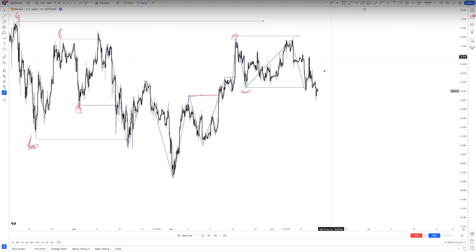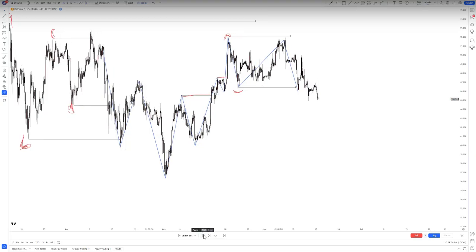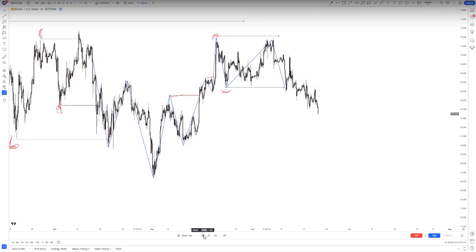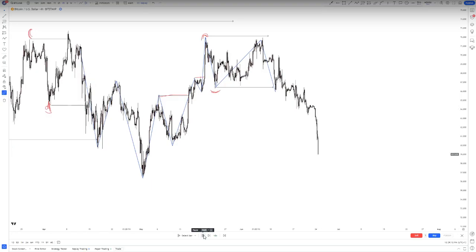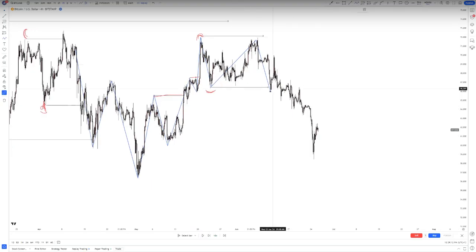So we had a pullback, we had another push. We are going to be expecting a pullback, another push, something like that to the downside. You can see how we are taking out internal range. You can see we had a pullback, another push, pullback, another push, pullback, another push.